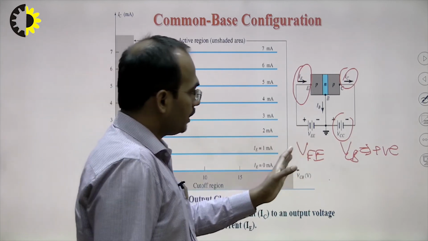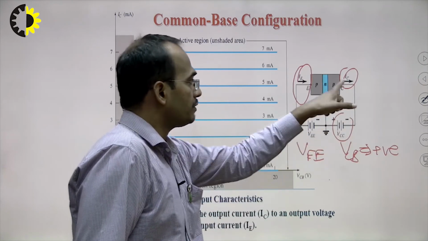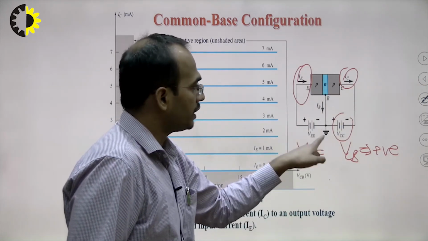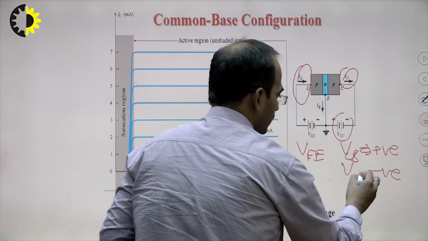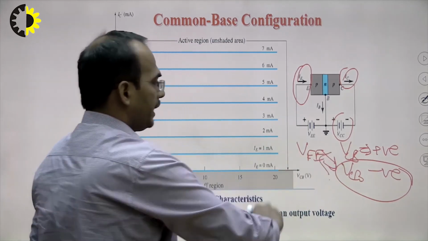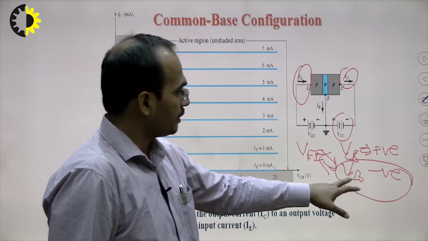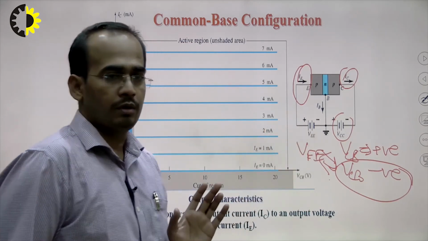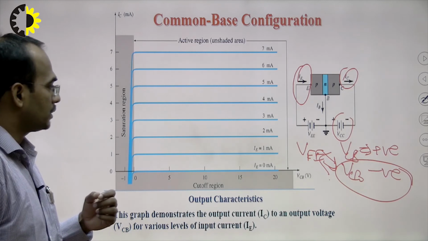What does it mean? If I change this biasing condition, the emitter base junction is forward bias, and for making the collector base junction reverse bias, we have connected in this manner. If I take this VCB negative, then in that case the transistor will operate in the saturation region. It means you have forward biased the collector base junction, and the emitter base junction is already forward bias. By making this, the transistor will operate in the saturation region.